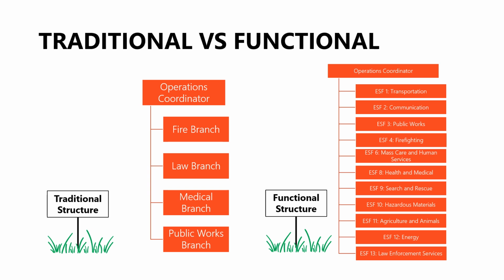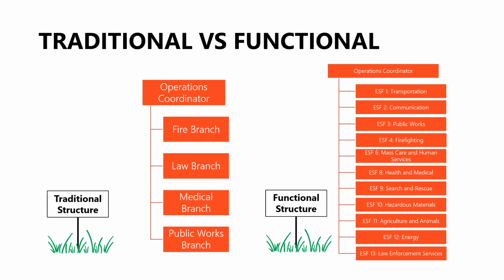So here you can see a comparison between the traditional and the functional structure of the operations section within the EOC. The functional structure, you start to see more boxes. Those are aligned with our emergency support functions, also known as ESFs. Eau Claire County, we have 15 ESFs. Under the operations section, you'll notice, though, that there's a few missing. ESF 5 and 7 are considered part of planning and logistics. ESF 14 is part of our recovery, and our ESF 15 is our external communication or public information.